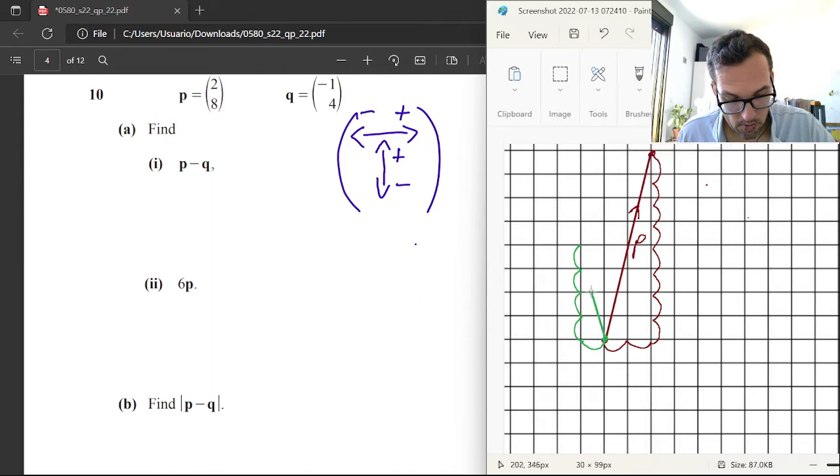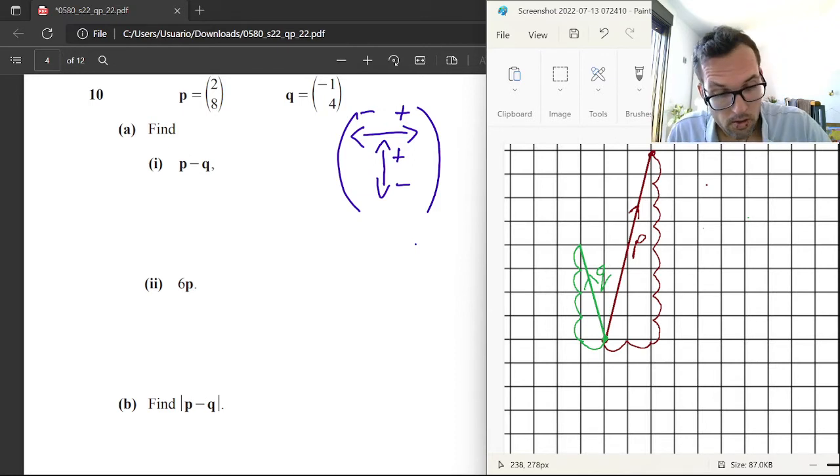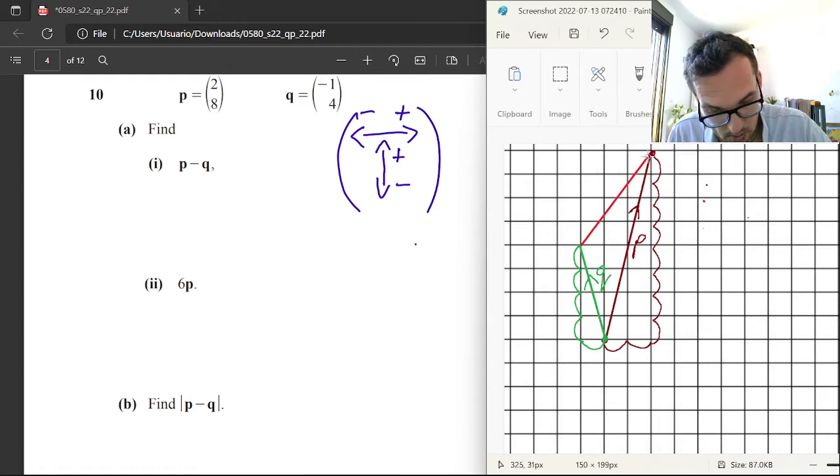So Q would look like that, in that direction. This is Q. So when we subtract the one from the other, we are asking what do we end up with in the end here, meaning what is this vector going from there to there. That is what happens when we subtract them.